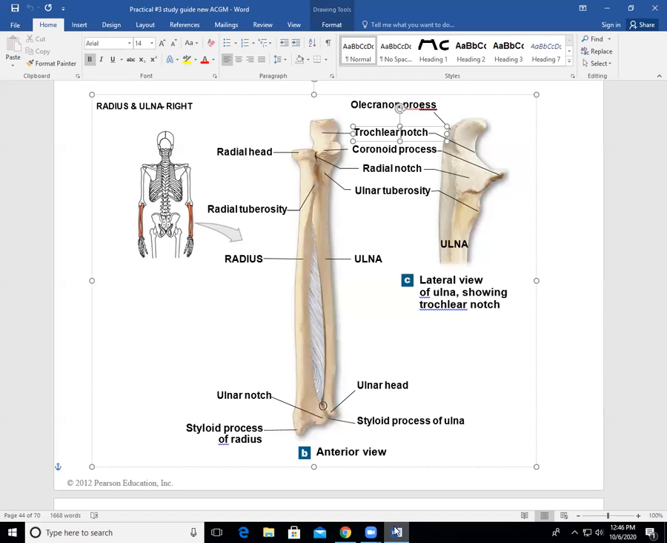But like I said, the left and right is not as important as knowing the different structures. Okay, because you'll have a lot more questions about structures than you will left and right.